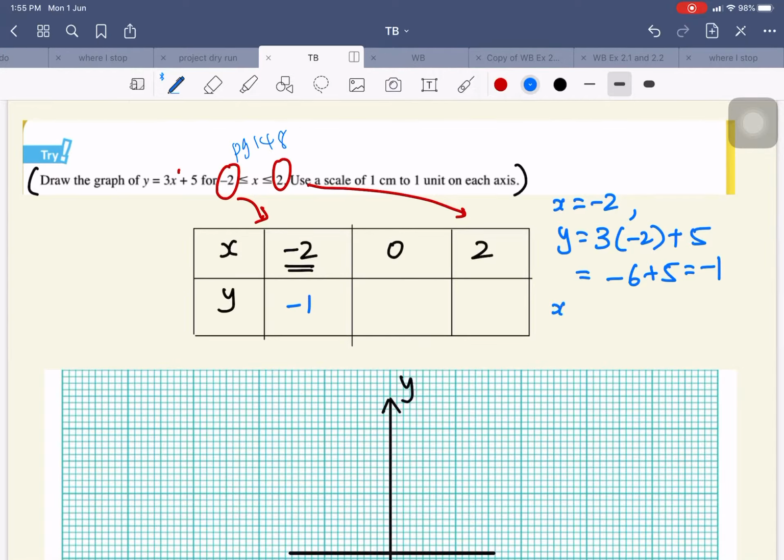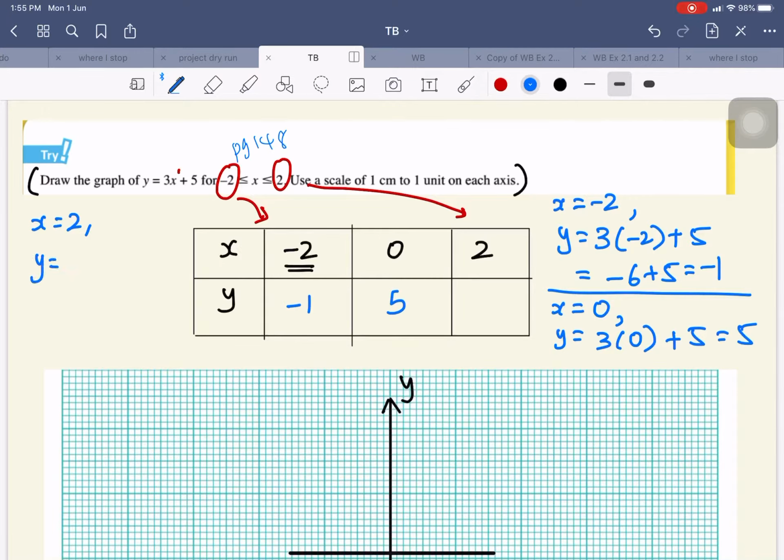Now, let me do the same for x is 0. When x is 0, y is 3 times 0 plus 5, so it's 5. Now, when x is 2, I will do the same thing. When x is 2, y is 3x plus 5. So this is how you get your 3 points.